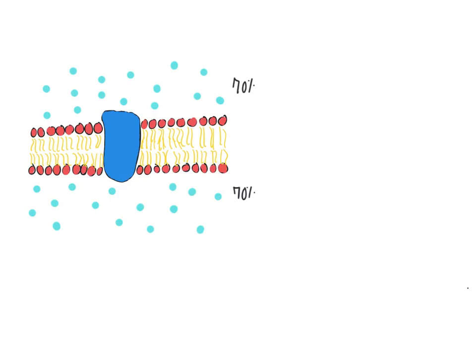So in this case, because it's pretty equal, water is going to flow back and forth from outside the cell to in, and from inside the cell to out at an equal rate. So in this case, there is going to be no net change. We refer to these types of solutions as isotonic.